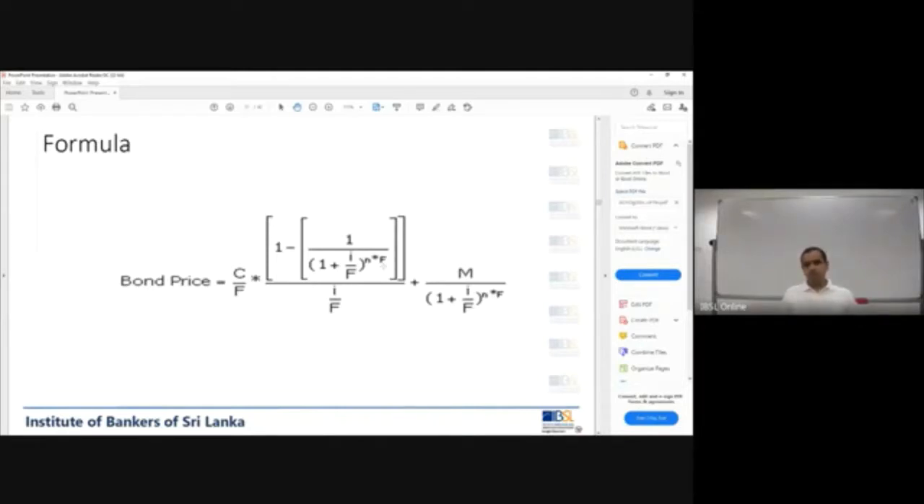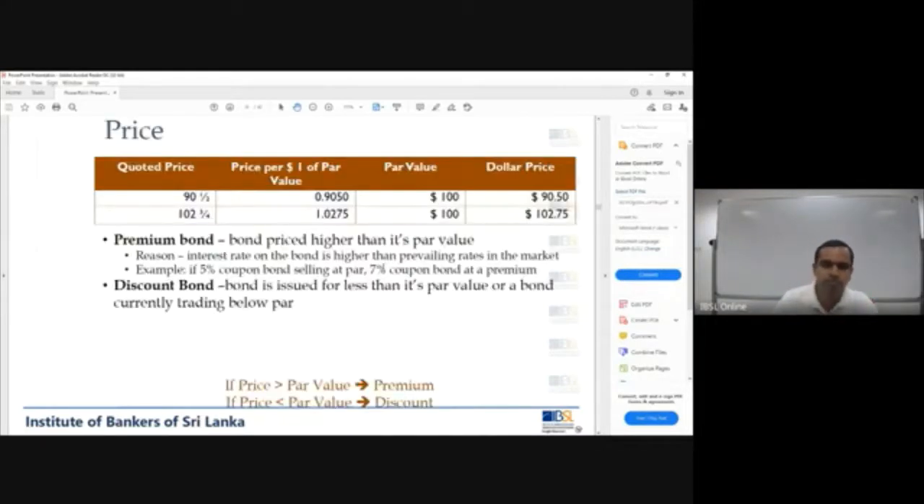Whereas the last term, m divided by 1 plus 1 over f, is like discounting the face value of the bond by the yield. Right? So it's the present value of the annuity given by the coupon payments plus the face value being discounted at the yield. Right? Yeah. So any questions up to now?